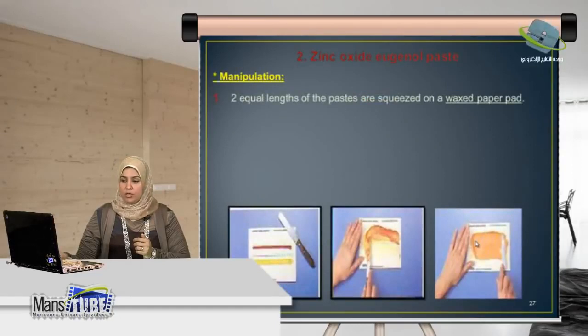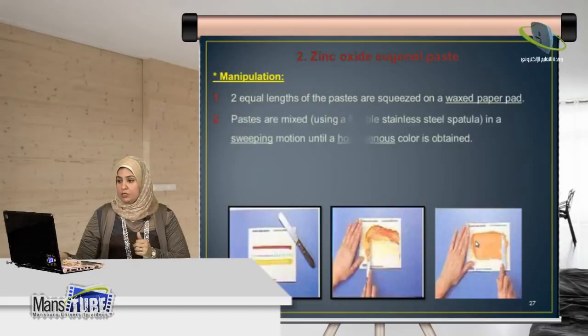How do we manipulate zinc oxide eugenol? We take two equal lengths of the paste on a waxed paper pad, as we see. Then we mix the two pastes until a homogeneous color is obtained. Then we take the material to the tray.